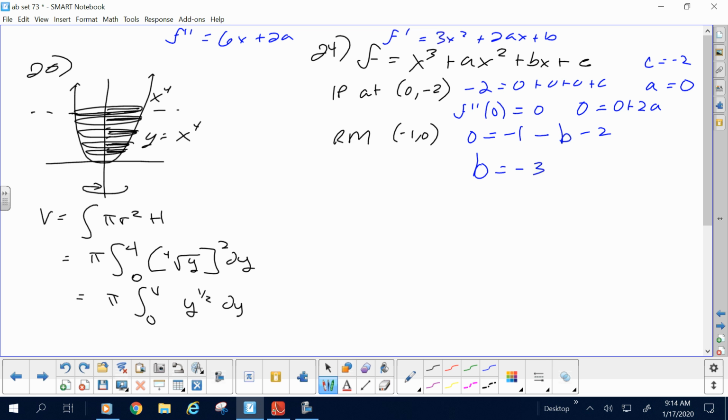I didn't have to get into the first derivative. I wonder, that's kind of weird. I was expecting them to use the first derivative. So the function is x cubed, that's gone, minus 3x minus 2.